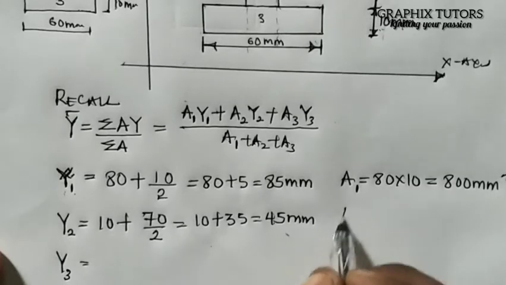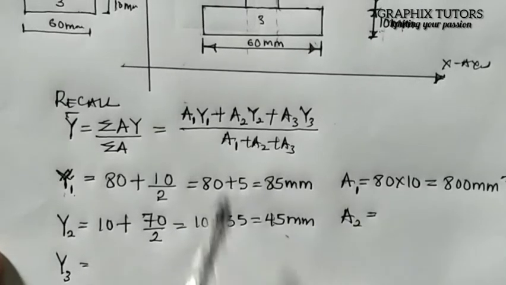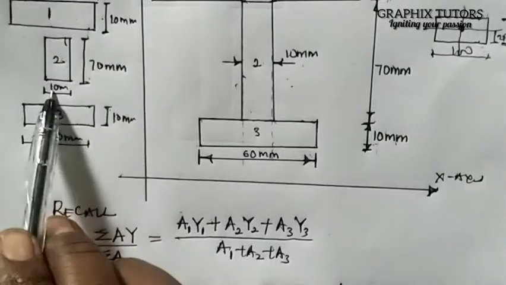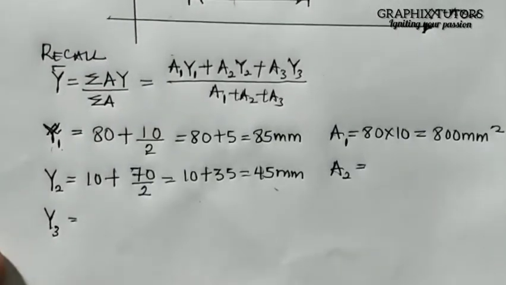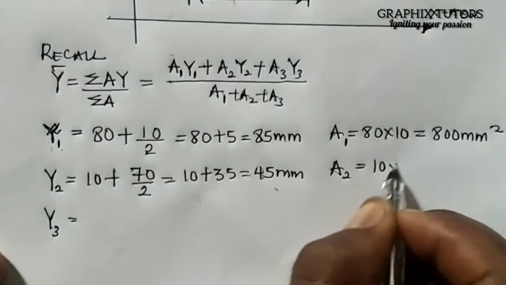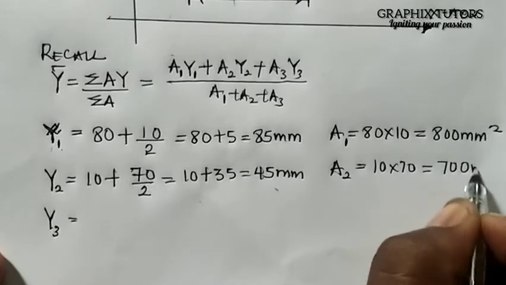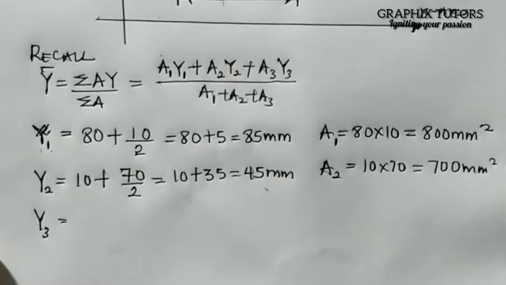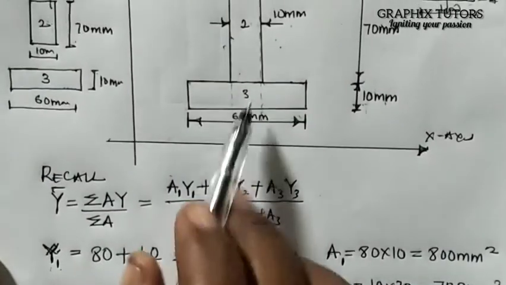Now similarly, you look for A2, because you're looking for every value we have here. So for A2, you go to this figure 2, it means the length times the breadth. So it will be 10 times 70, because it's also a rectangular figure. 10 times 70 will give us 700 millimeter square.